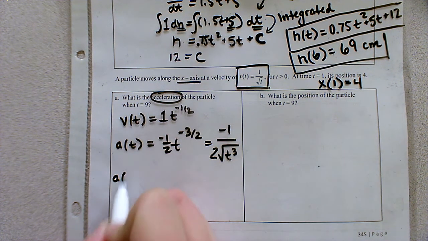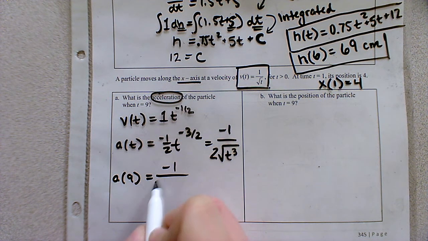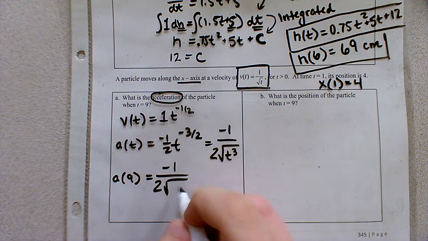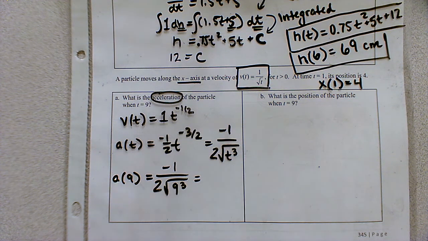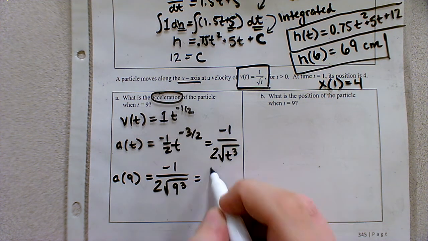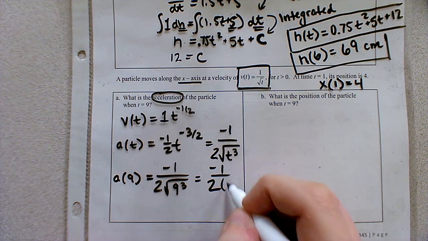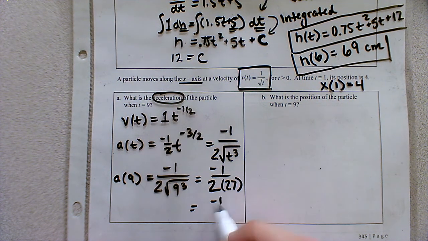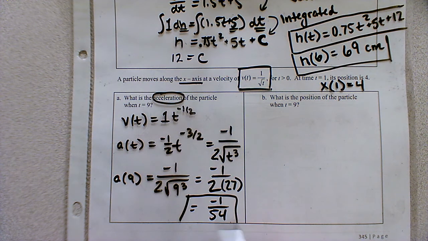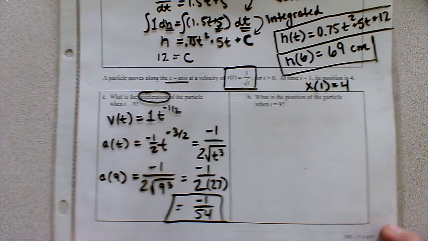And they want the acceleration at 9, so let's go ahead and plug in 9 and see what we get. All right, let's see. 9 cubed, get my calculator for a second, that's going to be pretty big. 9 cubed is 729, and if I square root that, I'll get 27. All right, times 2, we'll have 54. So there's my acceleration at time 9. They don't give us any units, so I guess we don't have to worry about throwing those on.